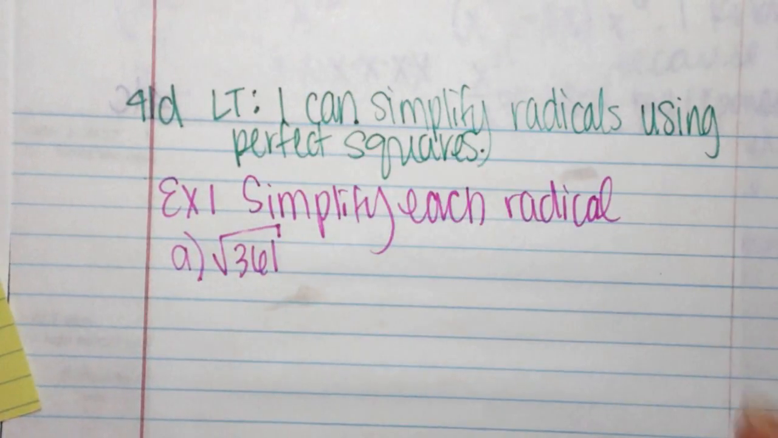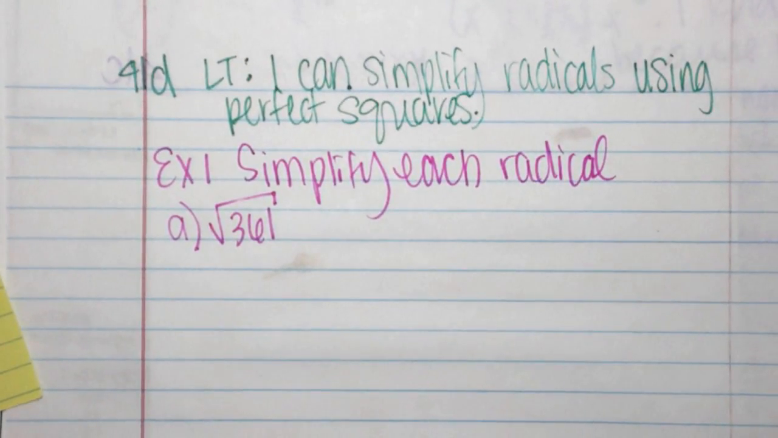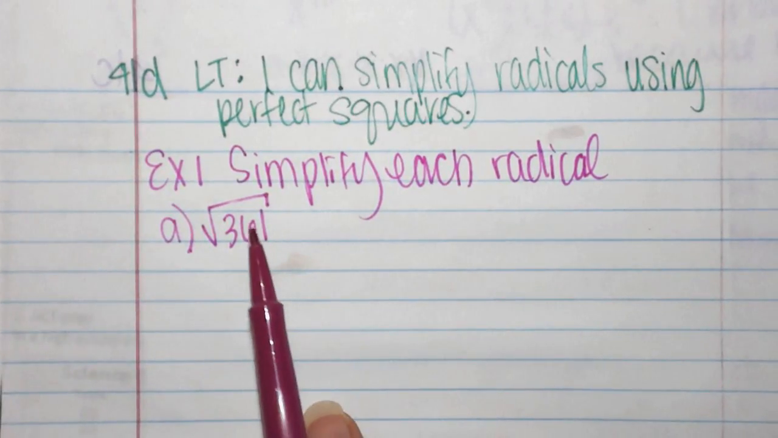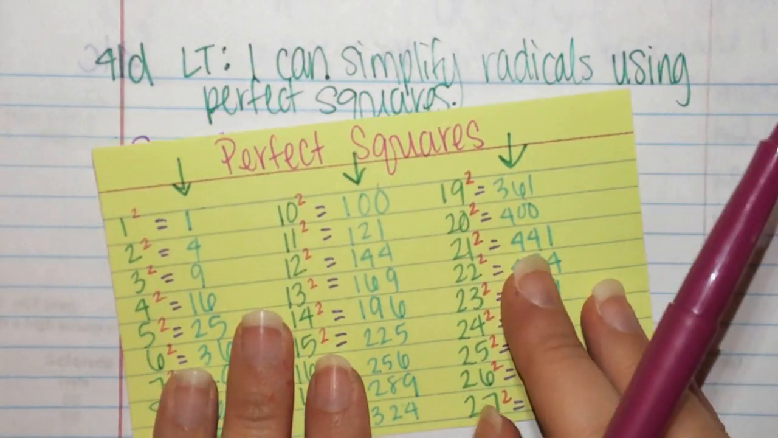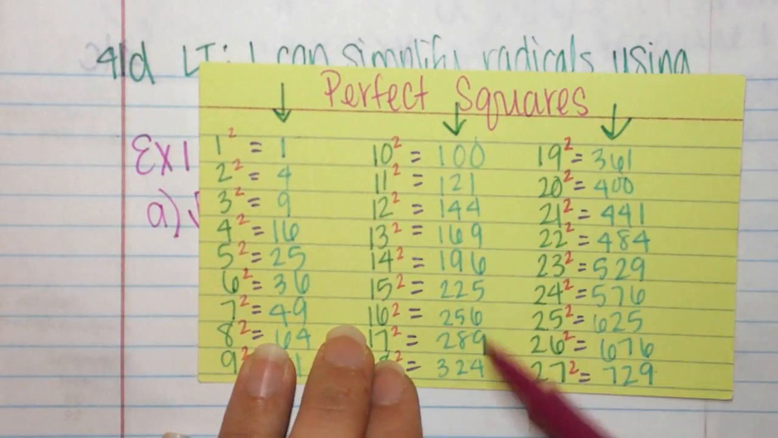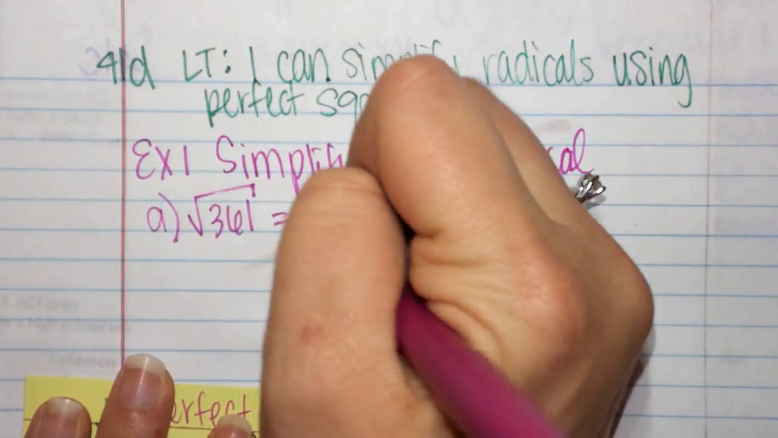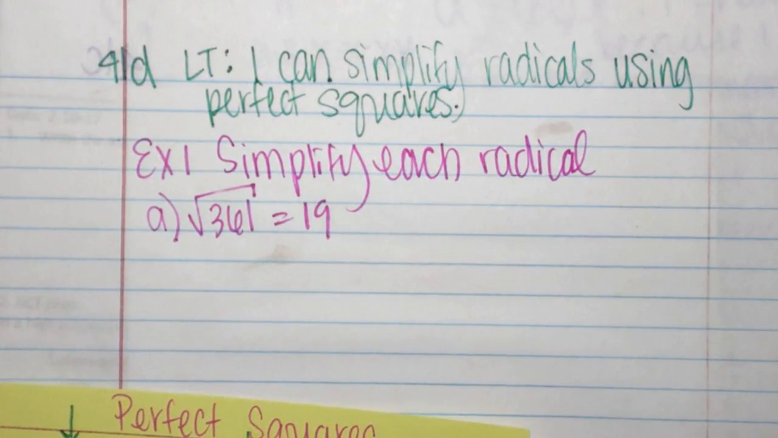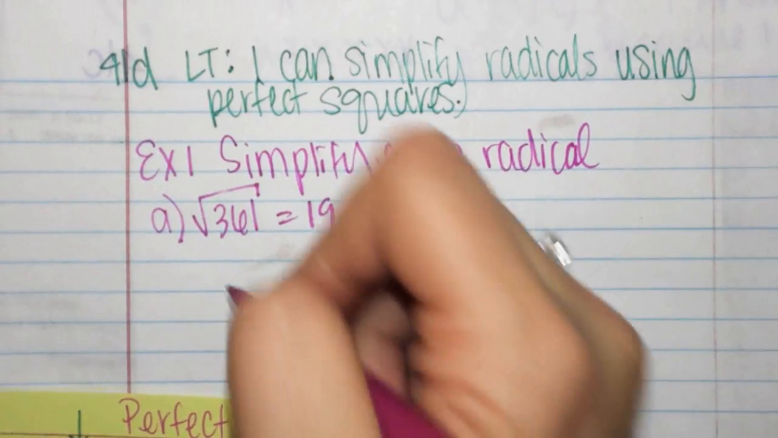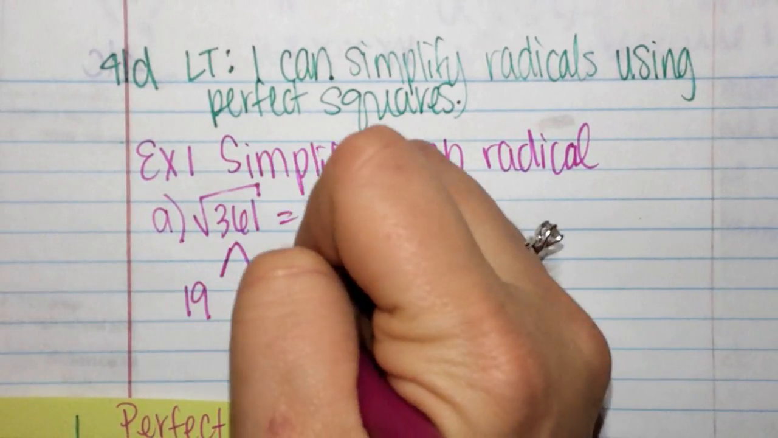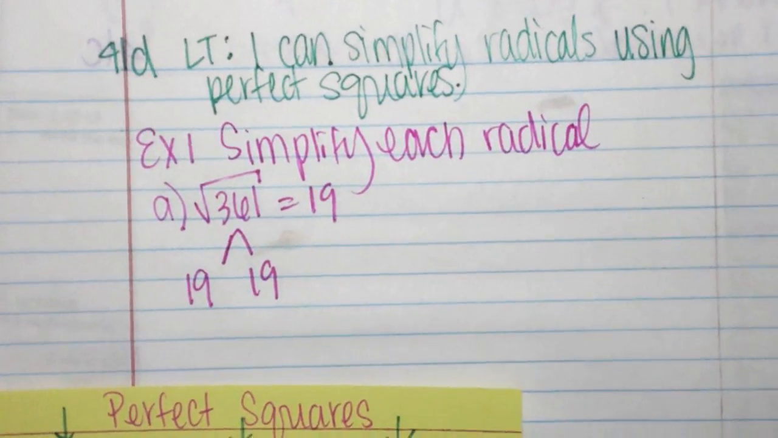All right, so here's our first problem. Now again, taking the square root is not dividing by 2. That's cutting it in half. So we need 2 of the same number that multiply to give you this. That's why we have a note card. So is 361 anywhere on here? So the answer is 19. No changing. So we would break it down into 19 and 19. We have 2 of the same number.